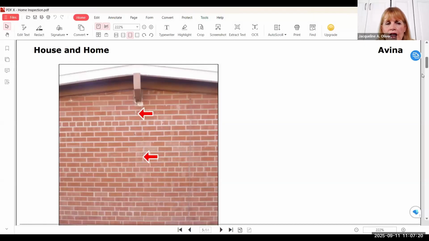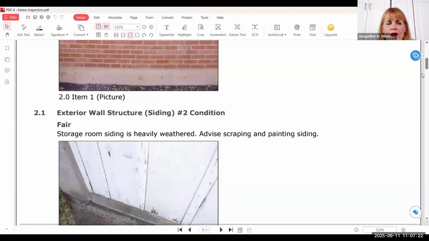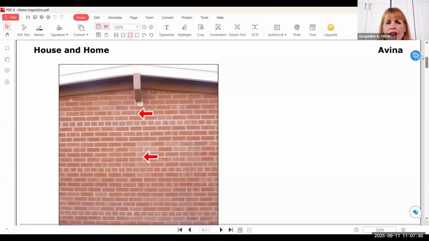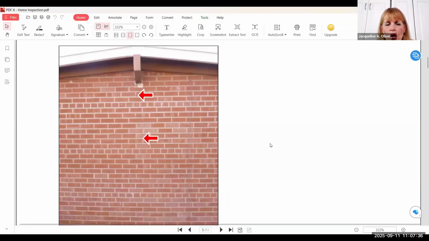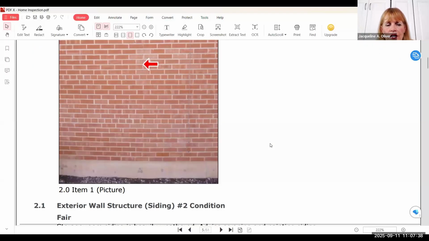I didn't really understand. And so here's another one, the exterior wall structure. And it actually has an explanation, whereas this house and home with the arrows doesn't have an explanation. It just shows you the wall. There's nothing underneath it. It just shows a picture.